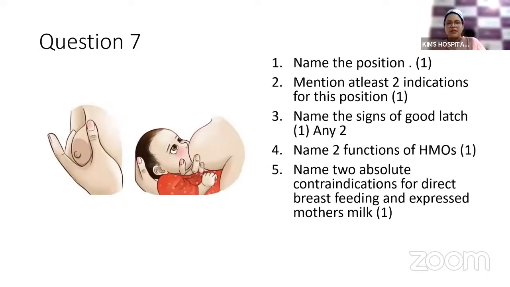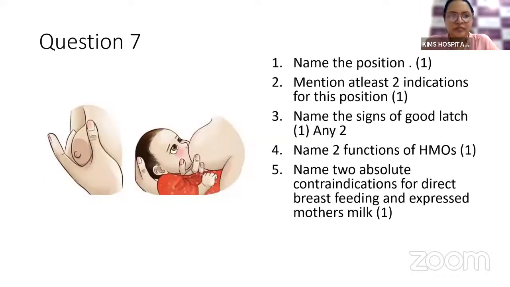We'll move on now to question 7. So here, this is about breastfeeding. Now, there are two positions that are being shown in this particular OSCE. So one is to name the position that is being used, mention two indications for this position, and name any two signs of good latch.